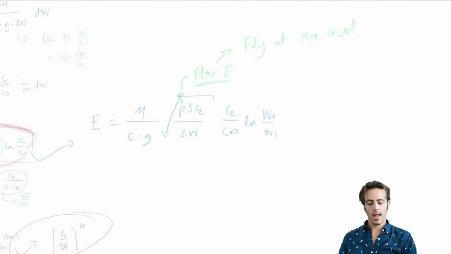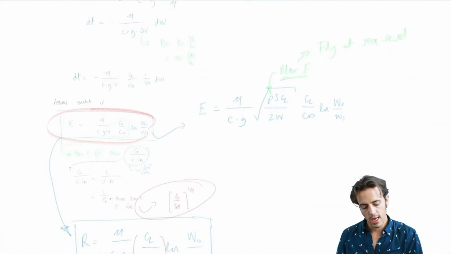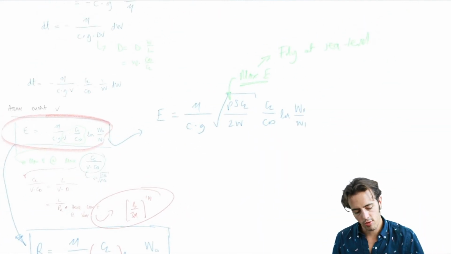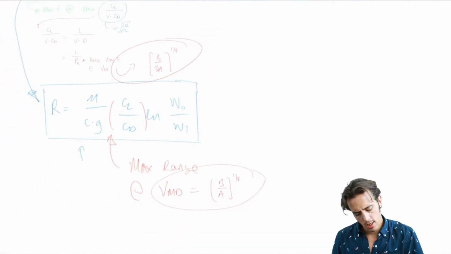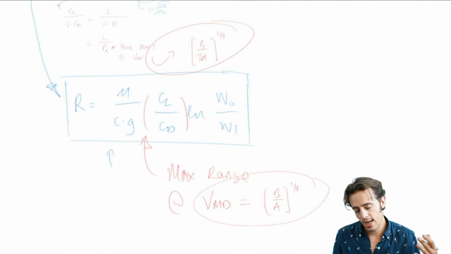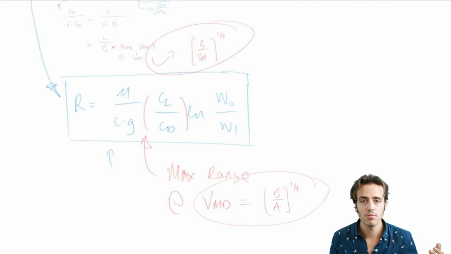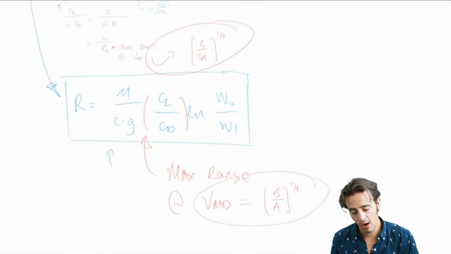So endurance gets better the closer we are to the ground with a propeller driven aircraft. Okay, and then we see here that the range is not a function of the altitude at all. So for a propeller driven aircraft the density doesn't appear in here at all.